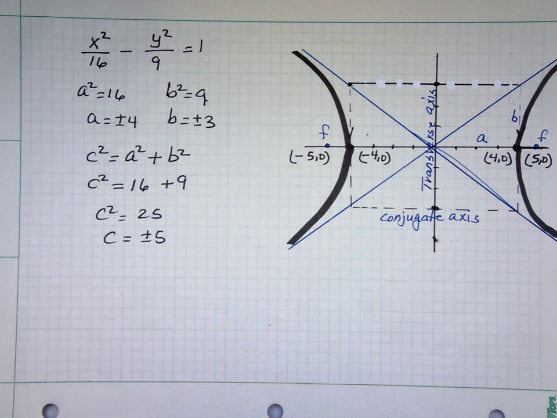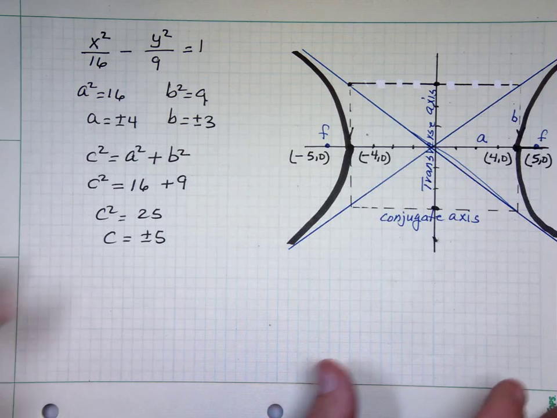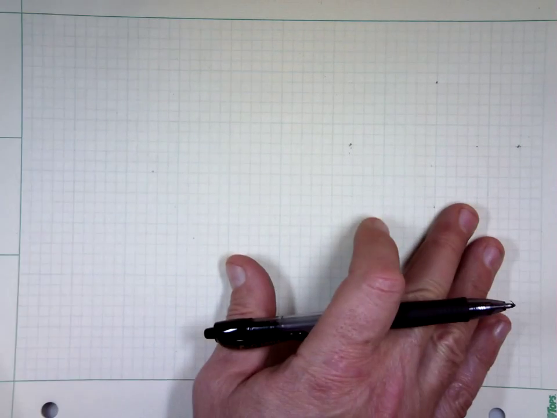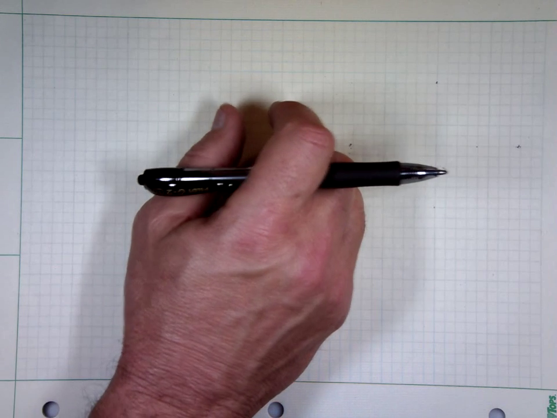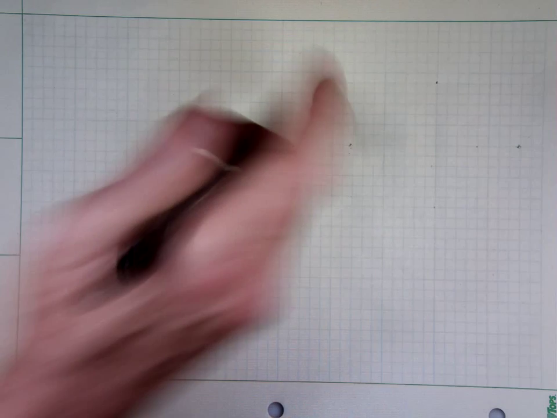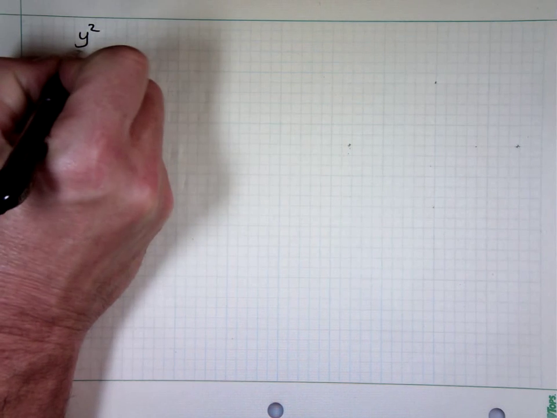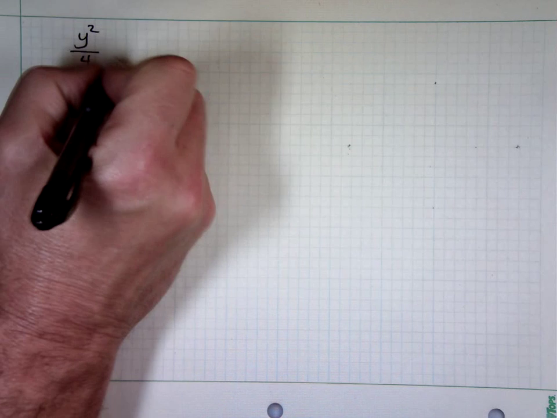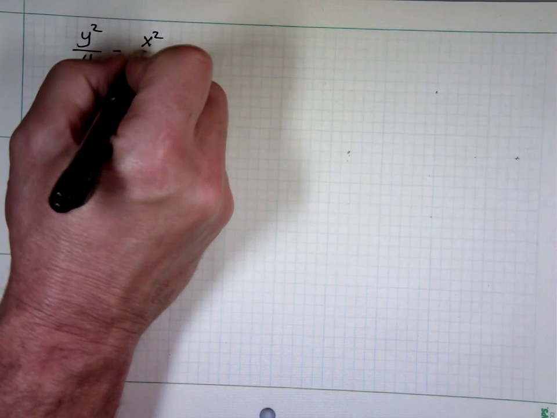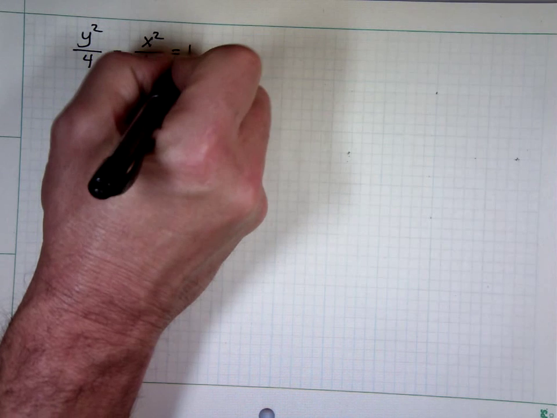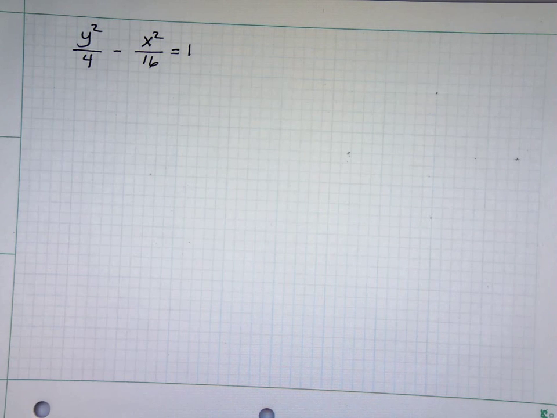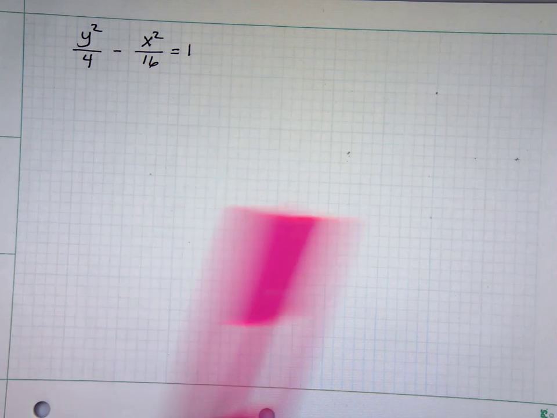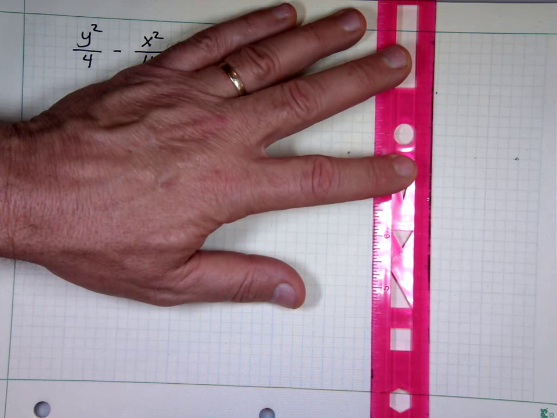Let's do another one like it. Let's say we have y squared over 4 minus x squared over 16 equals 1. Which is positive, x or y? Y. This is going to be up and down.